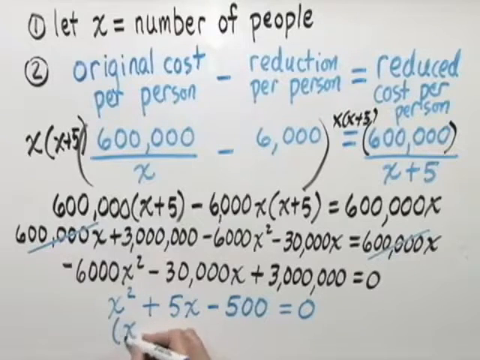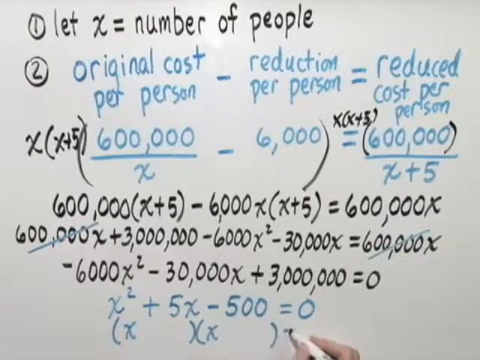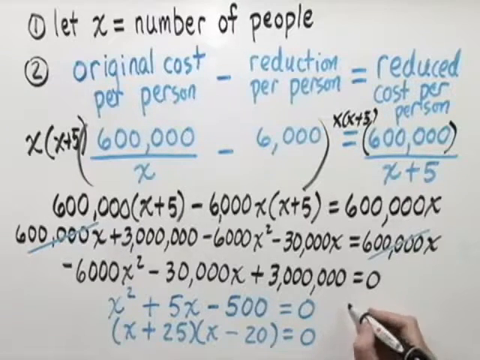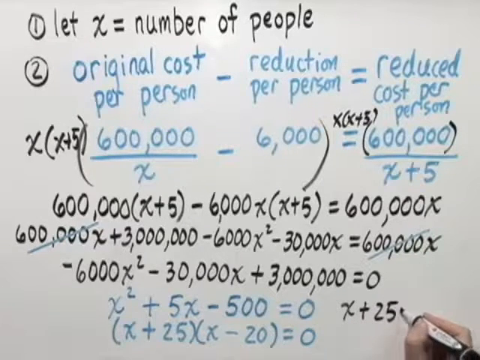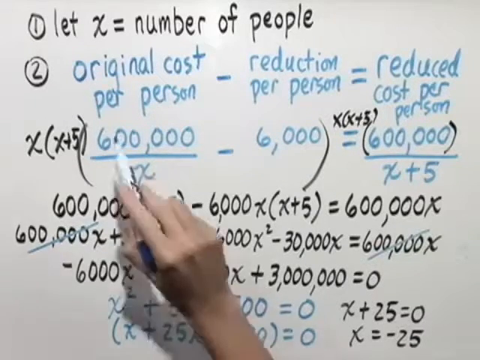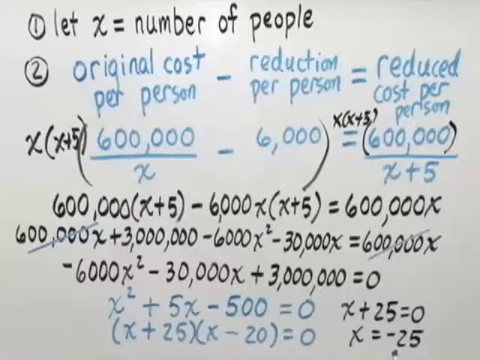So I can factor it by using an x and an x. And I know that 25 times 20 is equal to 500, so I'll use 25 and 20. I want 5x in the middle, so I'll use plus 25 and minus 20. When I set each of these factors equal to 0, if I set x plus 25 equal to 0, I'll get x equals negative 25. I need to discard this solution because I know that x is equal to the number of people in the group. Since I can't have a negative number of people, I'll just discard that first answer. And my second answer will be the answer.